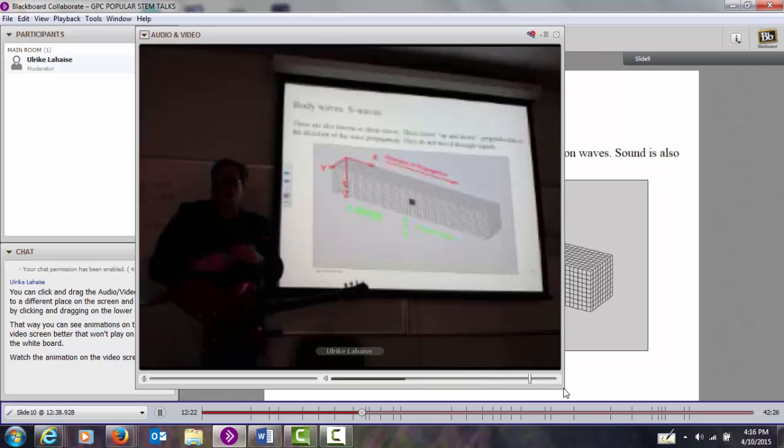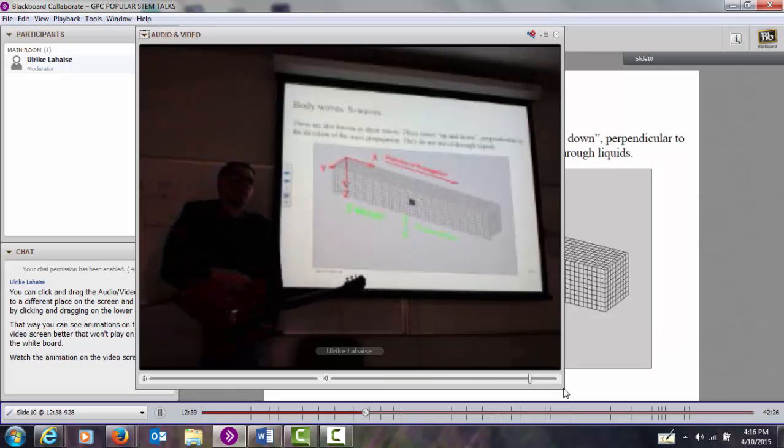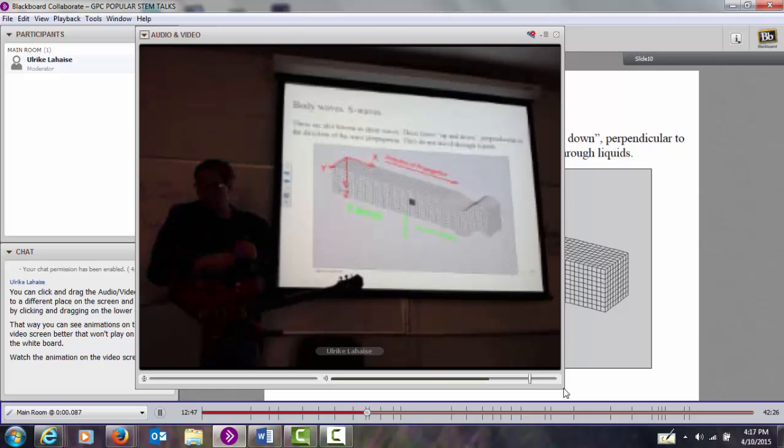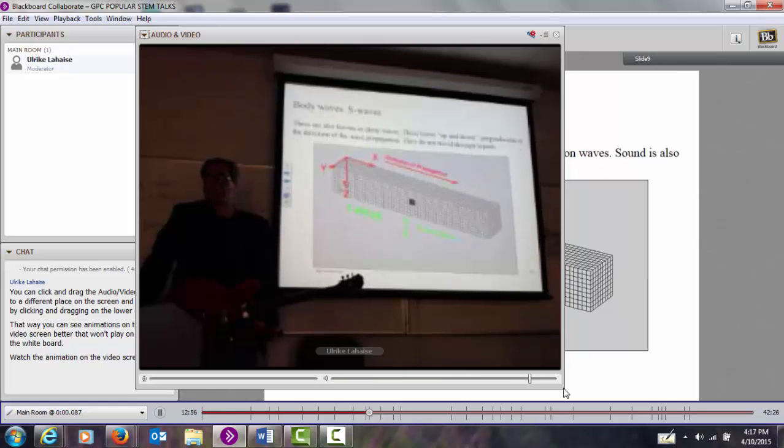Now, these waves are shear waves. They go up and down, okay? They travel perpendicular to the direction of propagation. And they don't travel through liquids. Liquids don't shear. And this is why you have a shadow zone around the liquid outer core of the Earth. When these waves hit the liquid outer core, they stop. But the P waves, the compressive waves, keep going. Because as we know, if you've ever been under the water in a pool, sound travels through water.